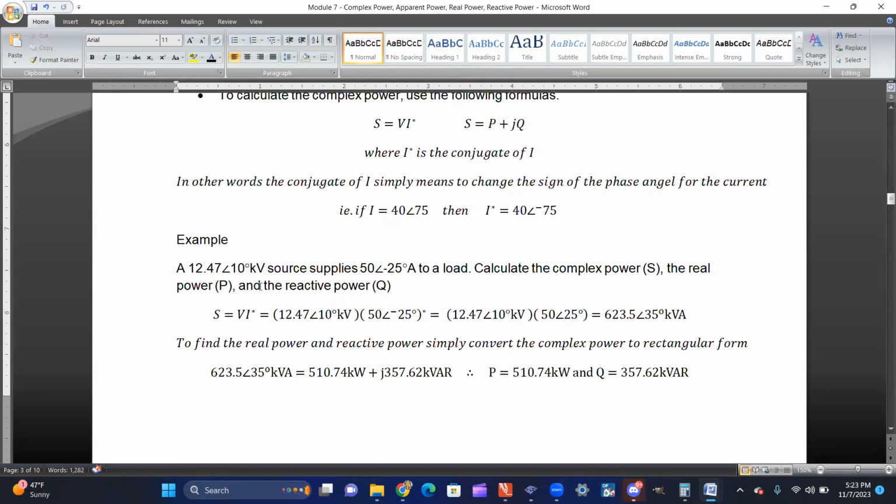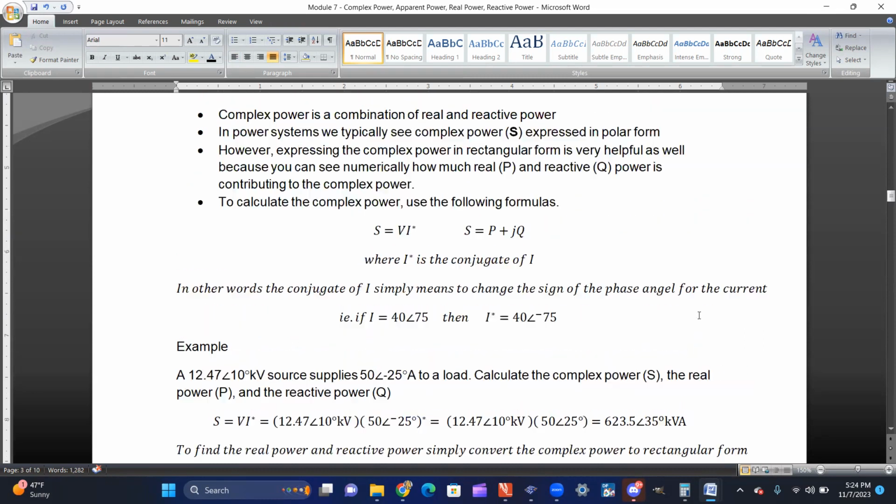So you can simply come over here and take the terms and use our complex power equation. This is one of my favorite equations, S equals V times I conjugate. Once you multiply this out, you get 623.5 at an angle of 35 degrees kilovolt-amps. This is a new unit of measurement right here, volt-amps. That's what complex power is measured in, volt-amps.